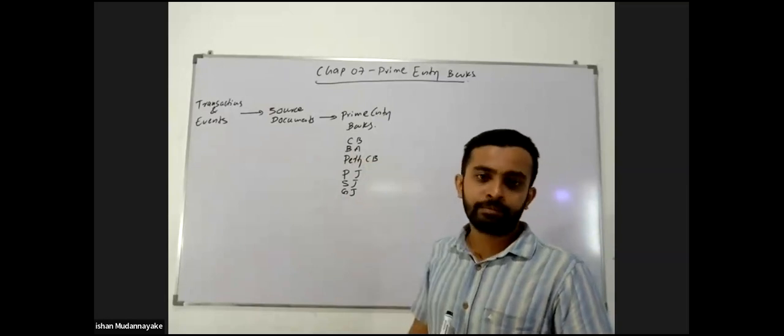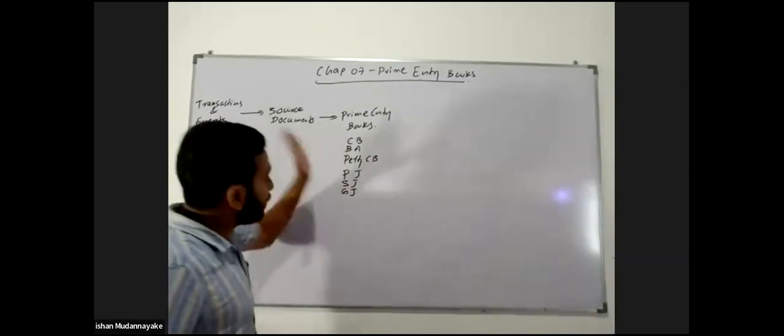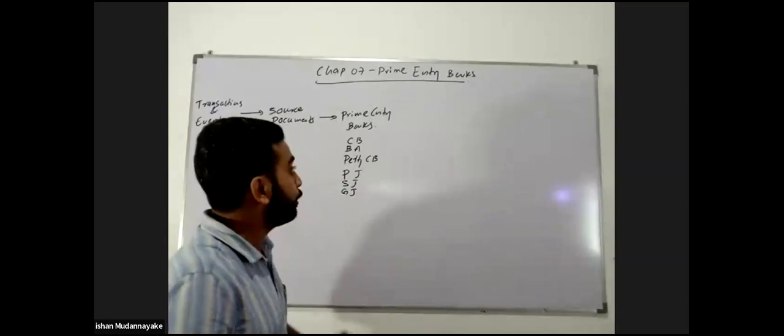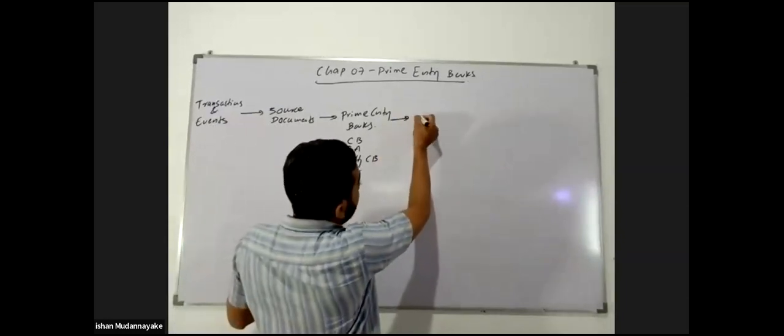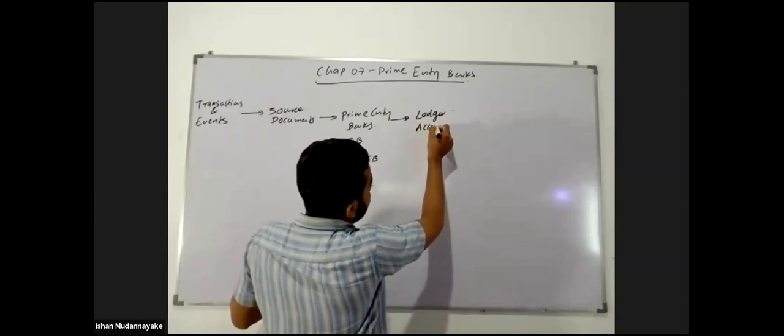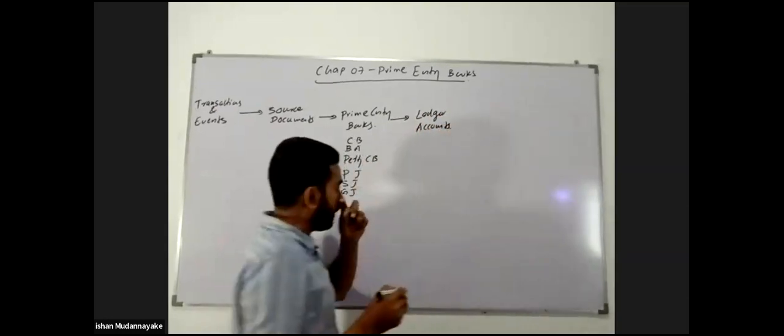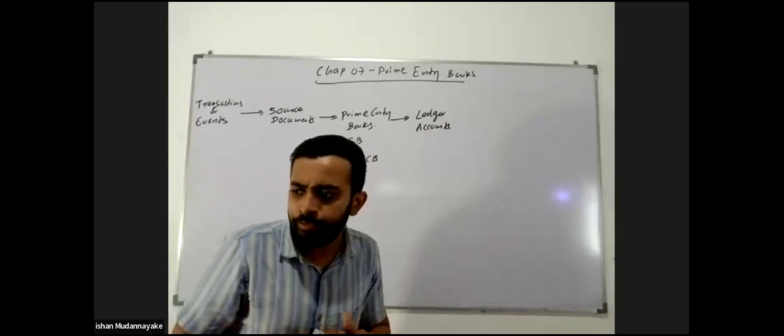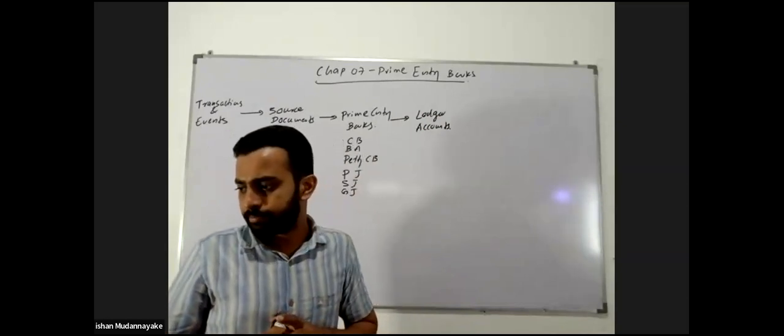After preparing primary books, the business organization prepares ledger accounts. What are the types of ledger accounts in a business organization?